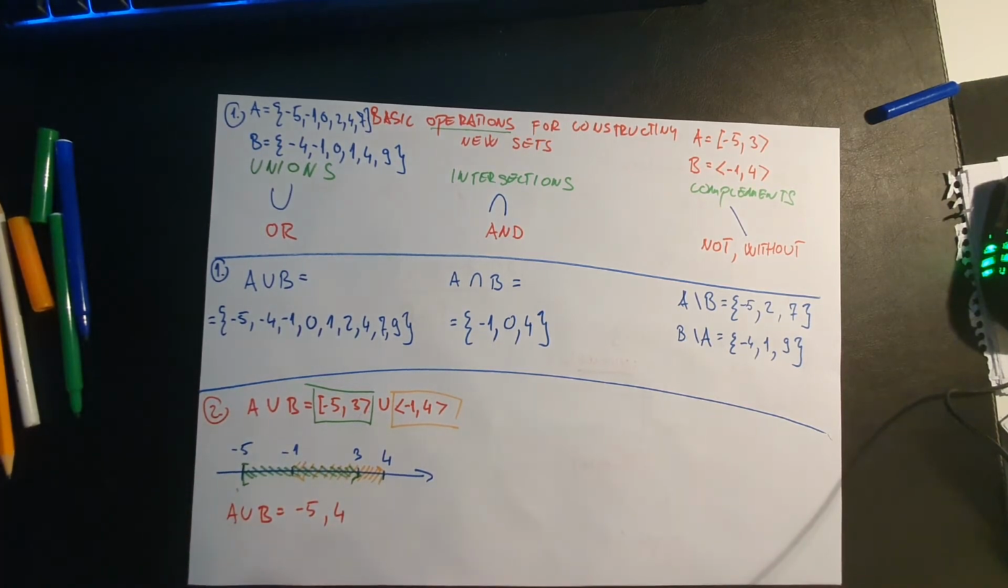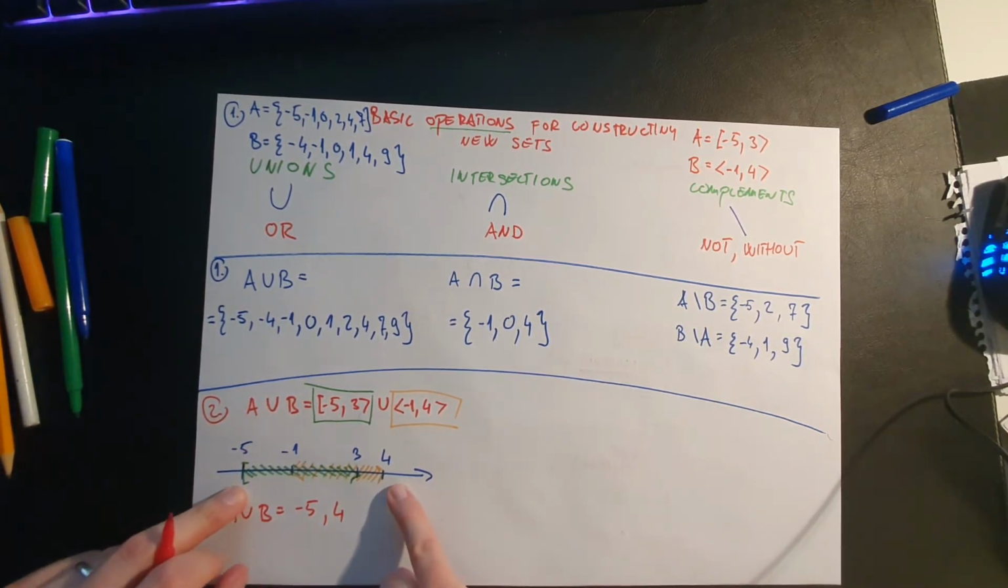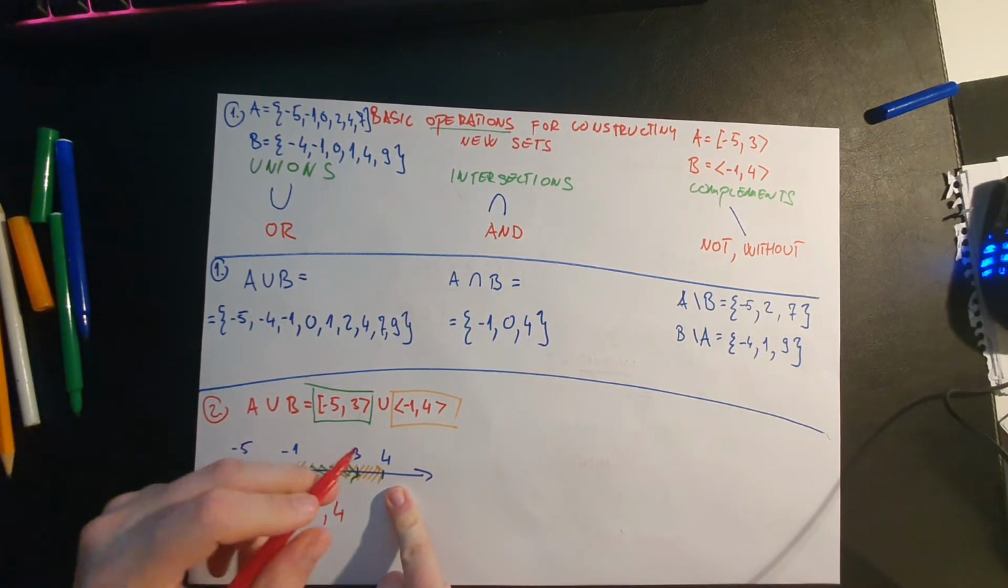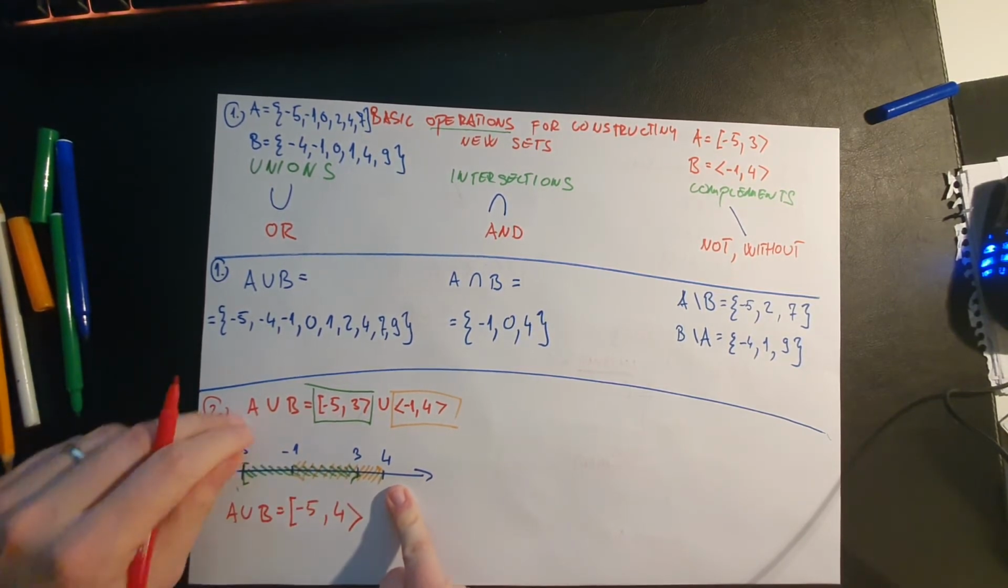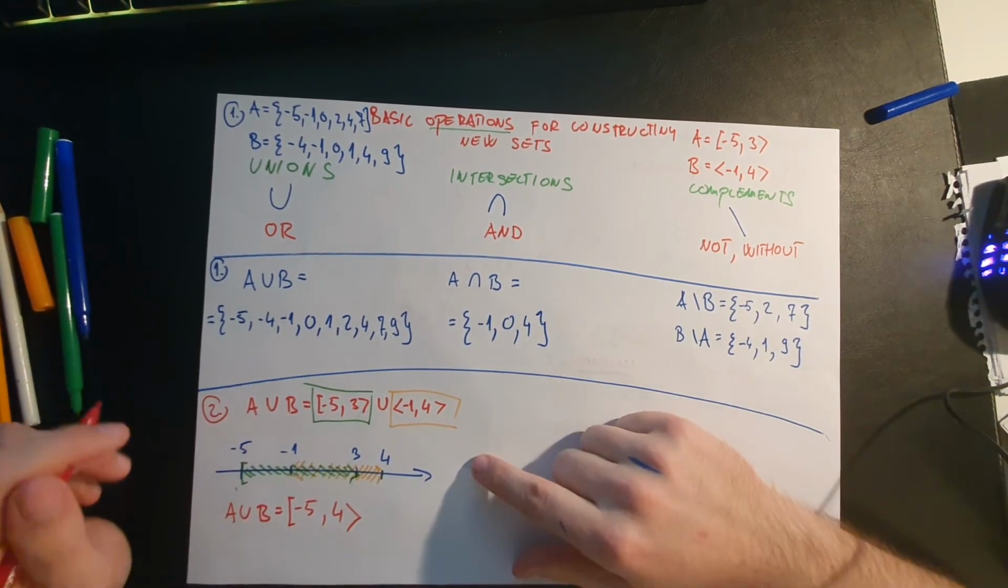Now I haven't written down the brackets here. The brackets are, in this case, the same as the brackets we have in the picture or the sketch. So -5 is included, 4 is excluded. There you go.